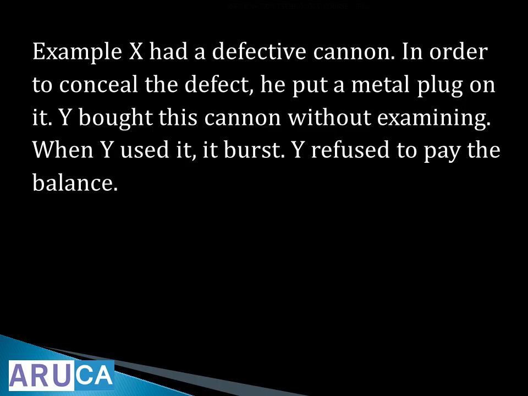X had a defective cannon. Cannon is a gun type of thing. In order to conceal the defect, he put a metal plug on it. Y bought this cannon without examining. When Y used it, it burst. Y refused to pay the balance. Burst means there is a hole in that cannon, so when you are firing, the metal expands and it bursts. Y didn't want to pay.